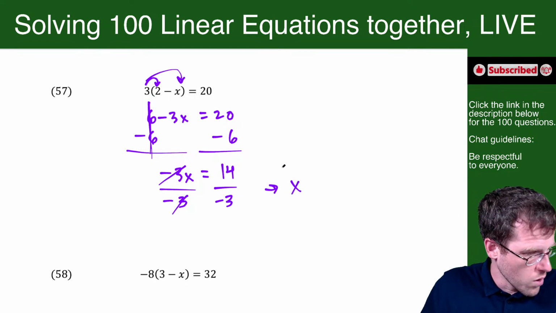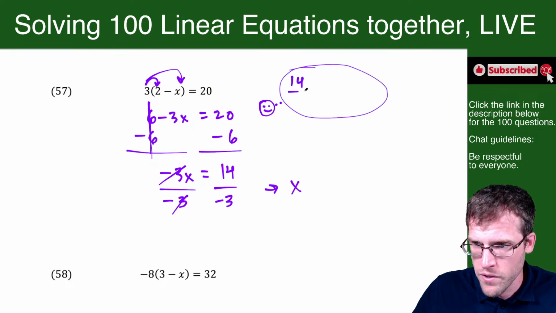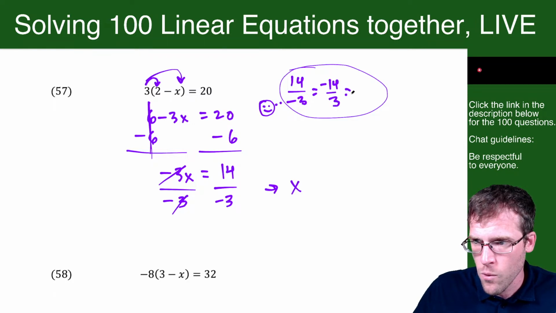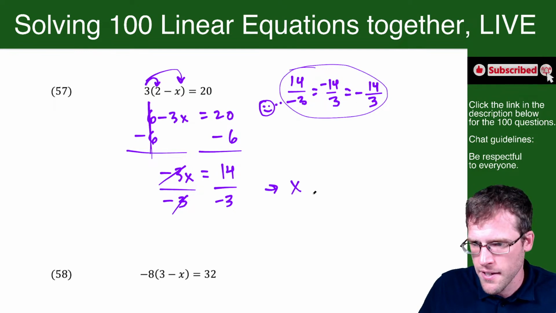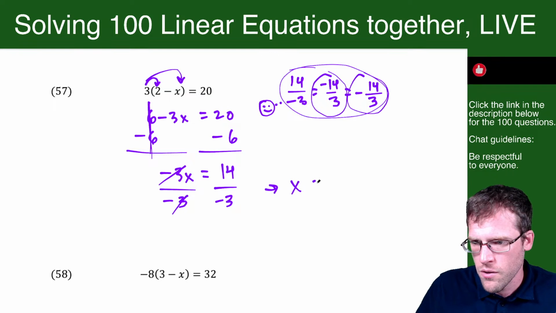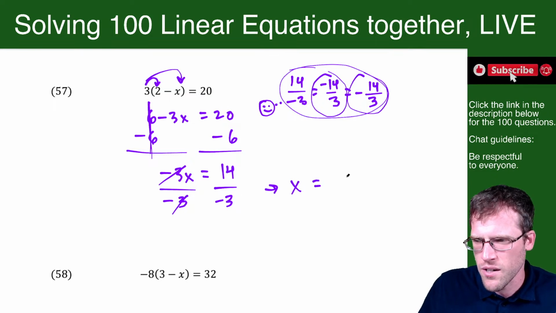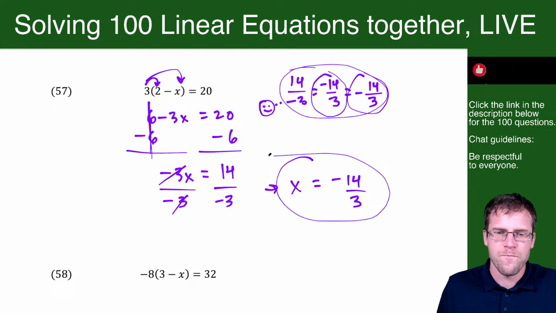Now, one thing I want to point out here is you could write your answer 3 ways. You could write 14 over -3. You could write -14 over 3. Or you could write negative and then 14 over 3 like this. I usually write it like this way or this way. This looks kind of strange. I don't know why, I'm not a big fan of that one. So minus 14 over 3 is our solution.